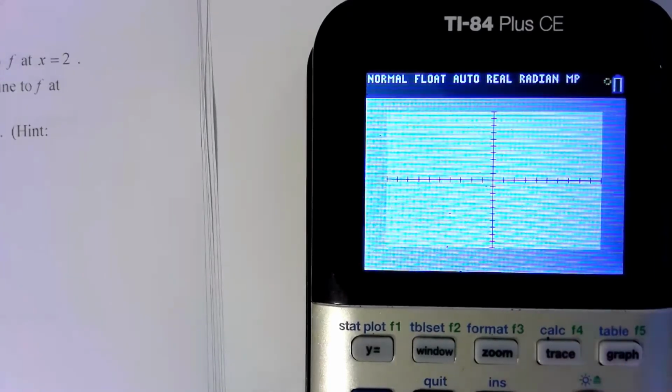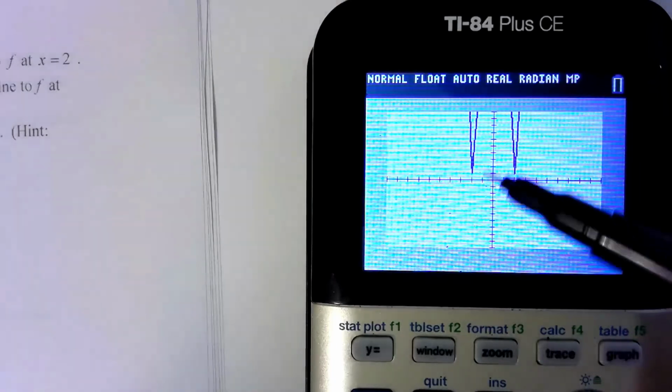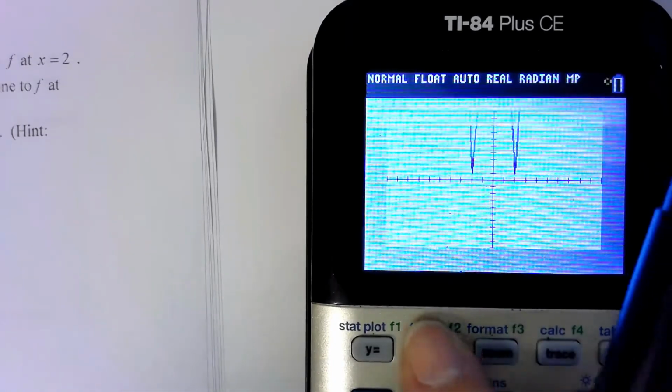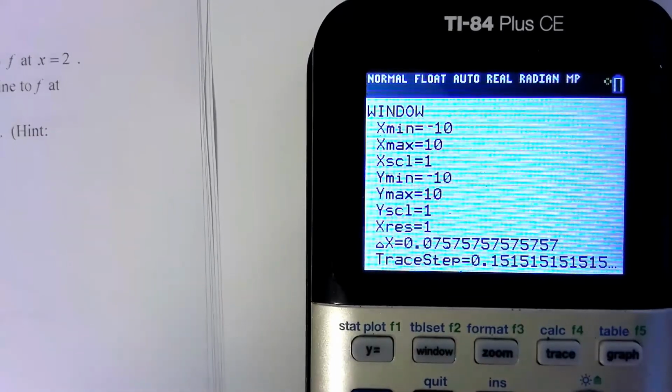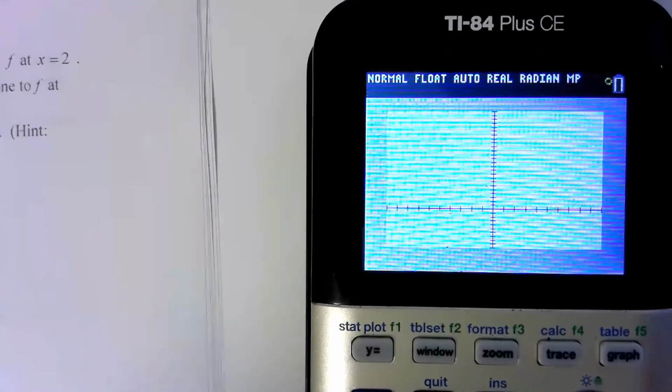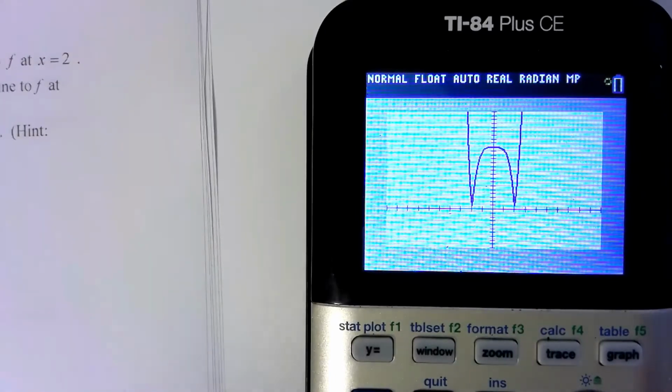And I'm going to hit the graph key. So I'm probably not going to see the graph. Oh, I did. So I don't see what I want to see though. So this is going to be like parabolic in between. So I'm going to go to my window and I'm going to go y max to 25 and hit enter. That way I have a good, there we go. Oh, look at that, W for Wilson. Okay, anyway, we have a good look at all the important features of the graph.